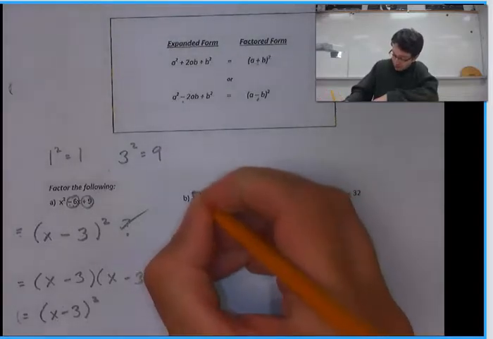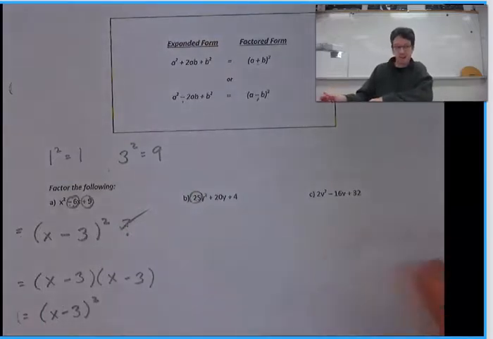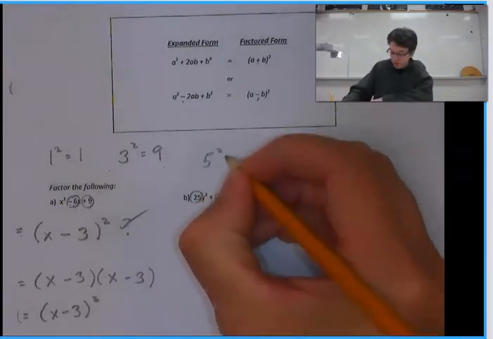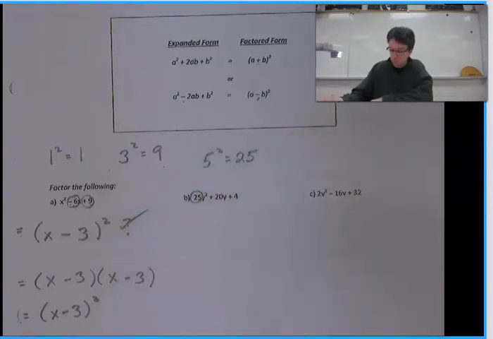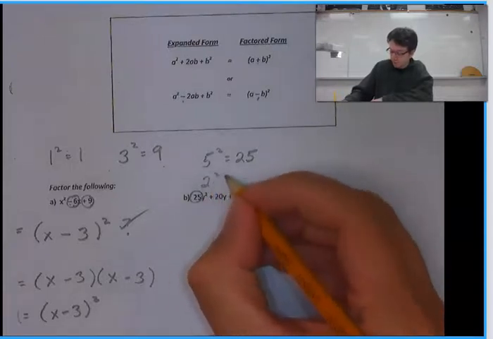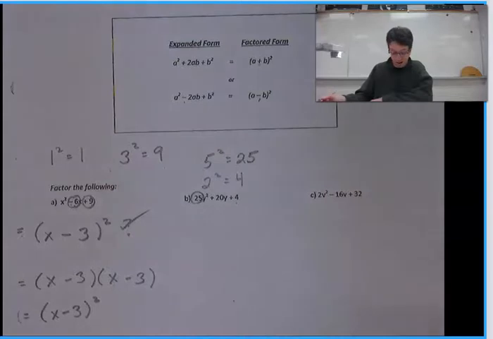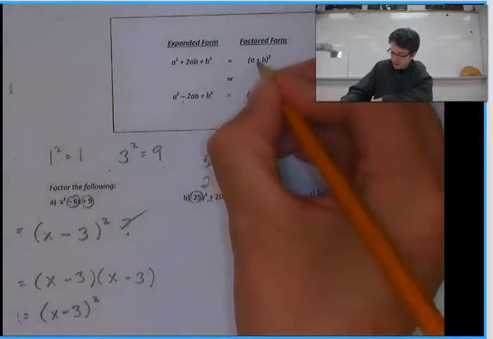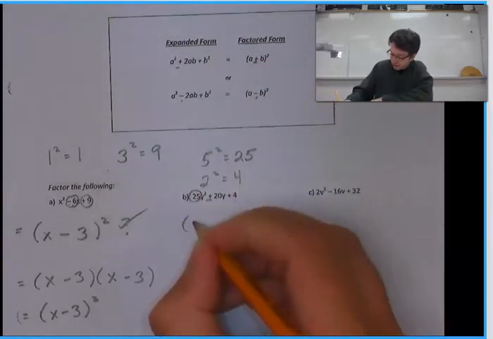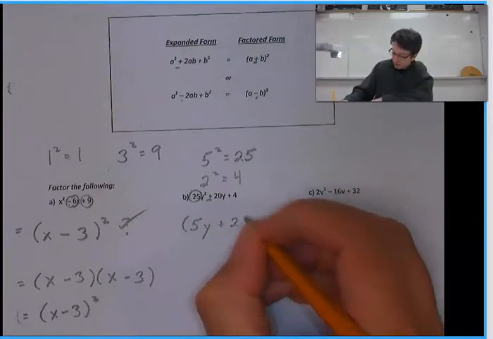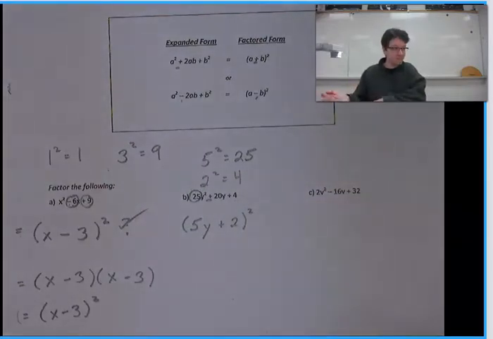This is where our first coefficient is not 1. But is it a perfect square? It is, so 5 squared is 25. So far it looks like it might be a perfect square. What about 4? Yes, 2 squared is 4. So both 25 and 4 are perfect squares. So it's possible, since this is addition, we're going to go with this formula. And I'm going to write 5y plus 2 squared. But is this true?